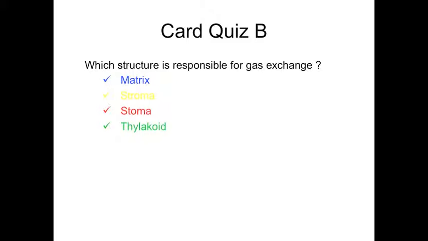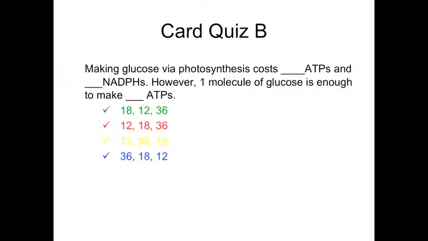Let's take a quick card quiz. What structure is responsible for gas exchange? Making glucose via photosynthesis costs how many ATPs and how many NADPHs? However, 1 molecule of glucose is enough to make how many ATPs? So this one ties together both photosynthesis and respiration.